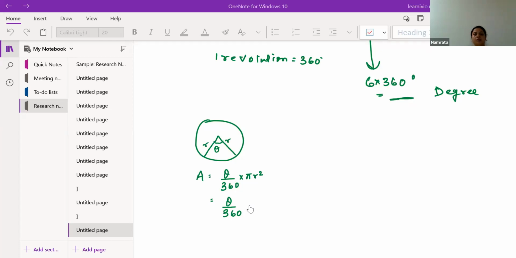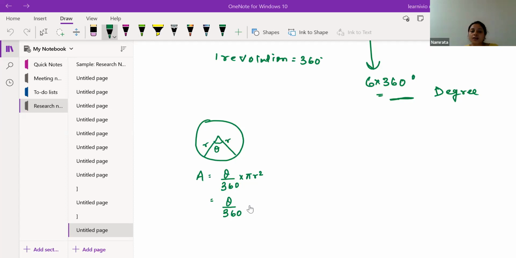Yes, ma'am. So if we have to find the arc length, then it will be theta by 360 times 2 pi r, that is for the sector. Now we are having the same circle. Here we are having the sector, and the segment is what? This is the segment.